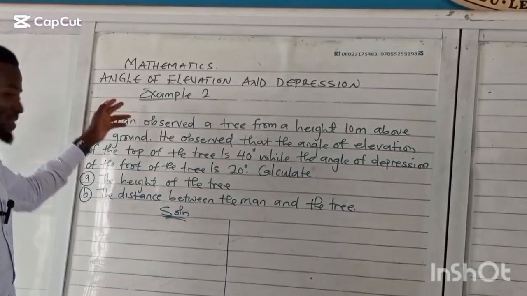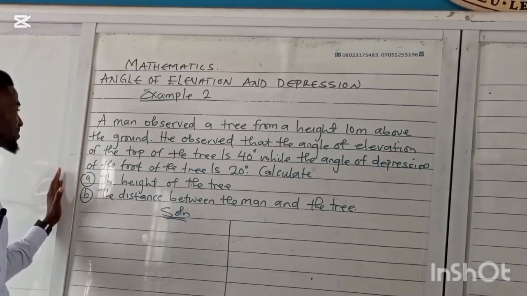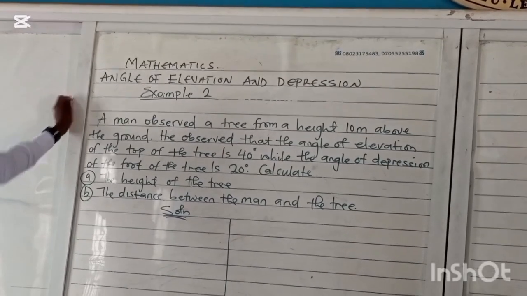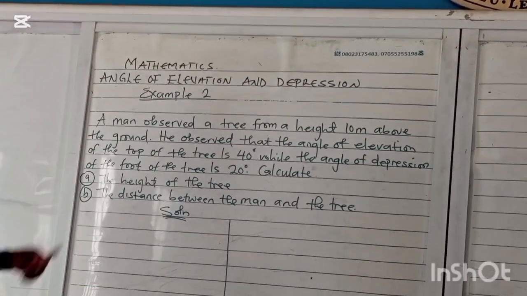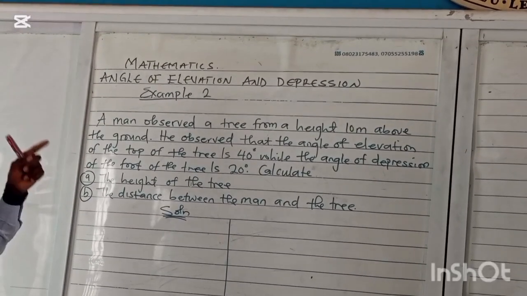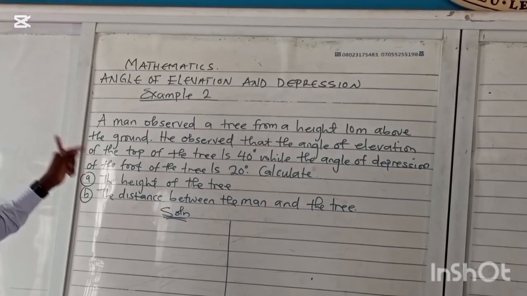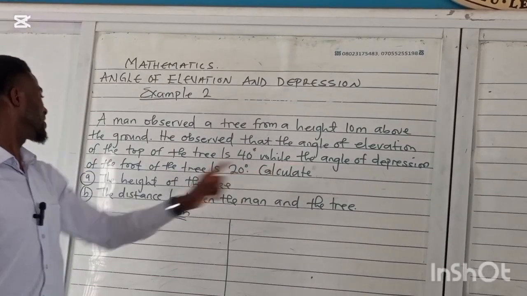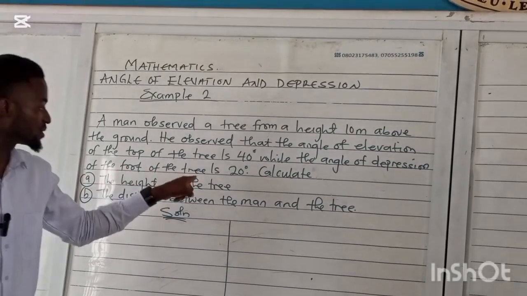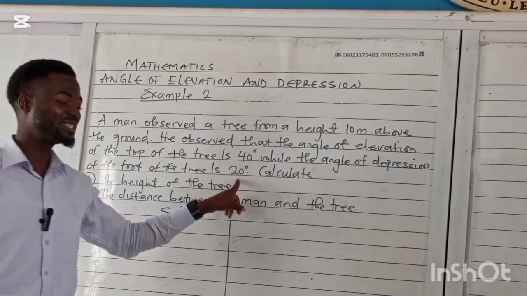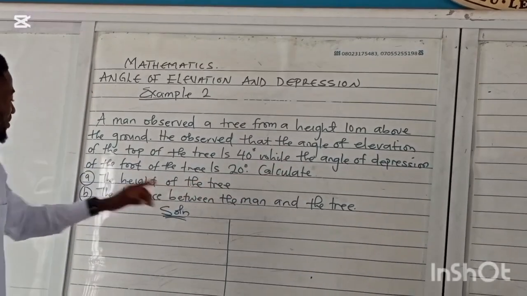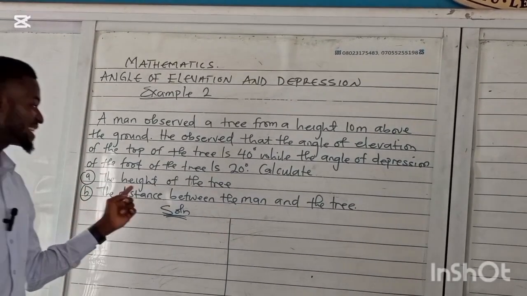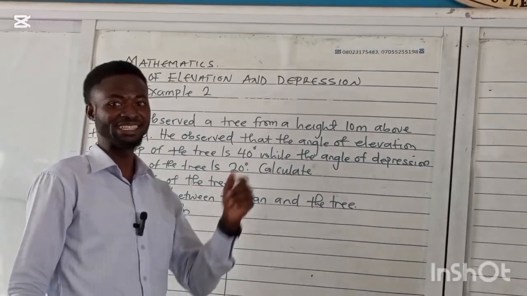Okay, this is the second example which I want us to look at. A man observed a tree from a height of 10 meters above the ground. He observed that the angle of elevation of the top of the tree is 40 degrees, while the angle of depression of the foot of the tree is 20 degrees. Calculate A, the height of the tree, and B, the distance between the man and the tree.